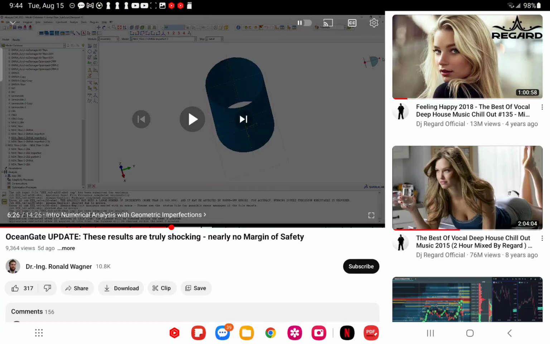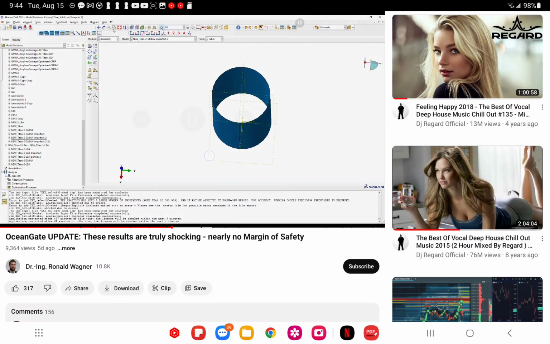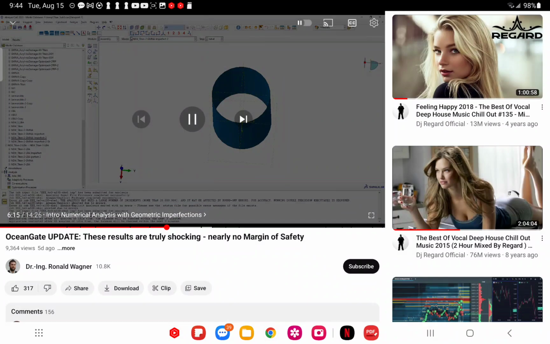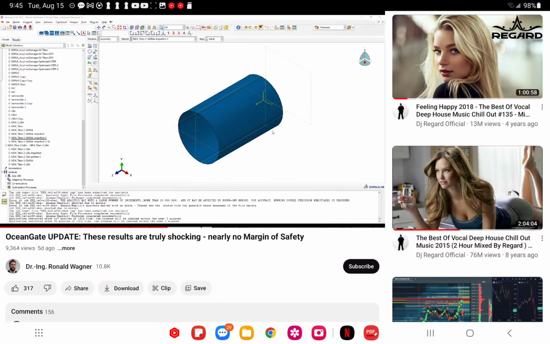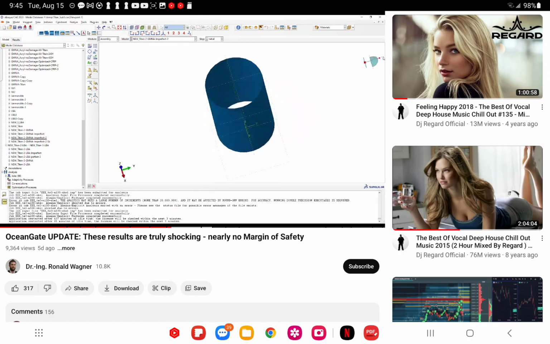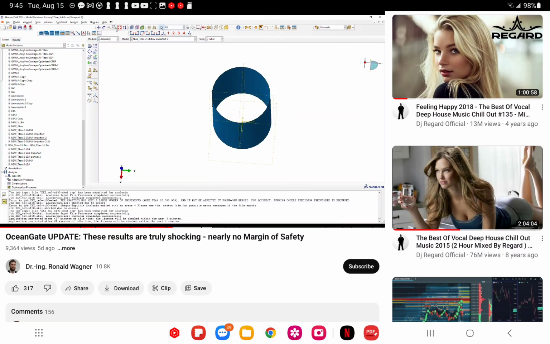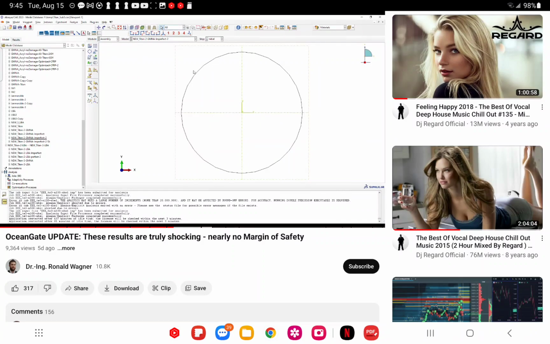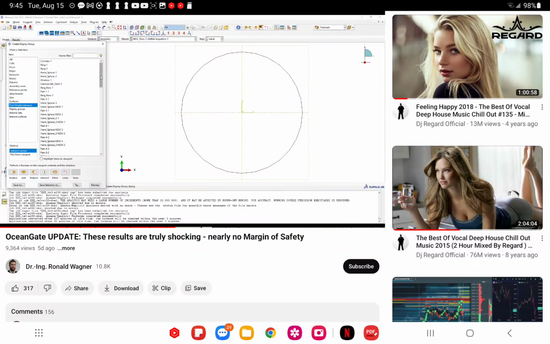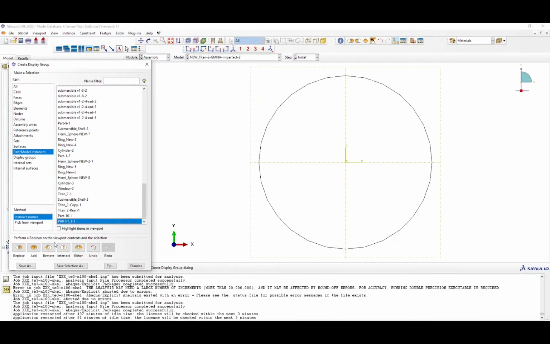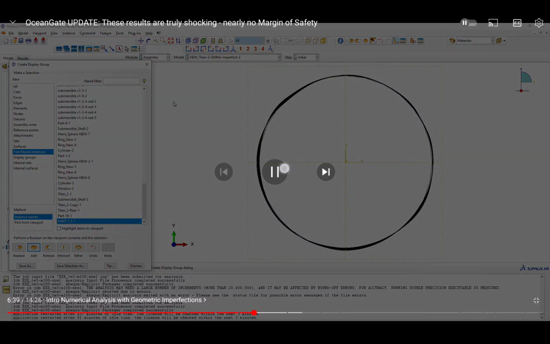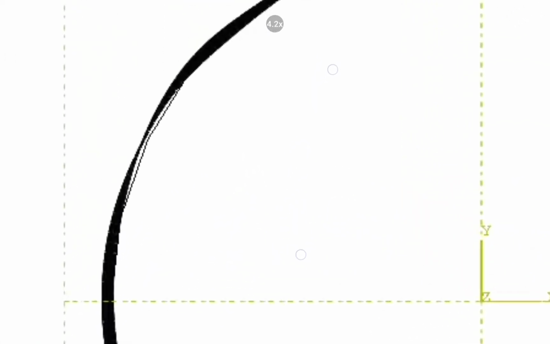Let's take it from here, 626. So no imperfections, as the cross-section... no imperfections. Material. Right here. So in addition, I performed a numerical analysis with geometric imperfections, and I want to show the results now. So here we have a perfect cylindrical shell. Perfect. So no imperfections, as the cross-section here looks like this. So it's perfect. No imperfections. And now I add my imperfect model.